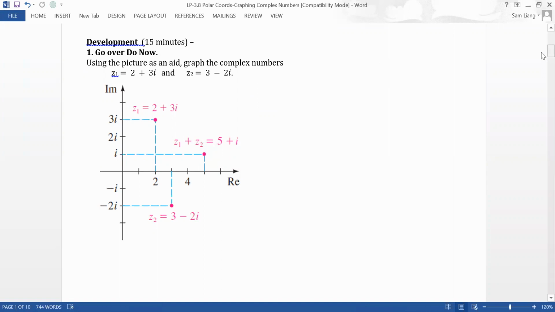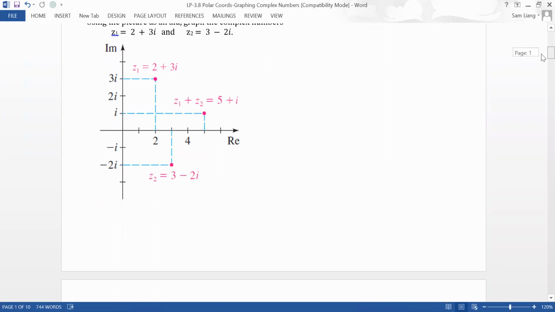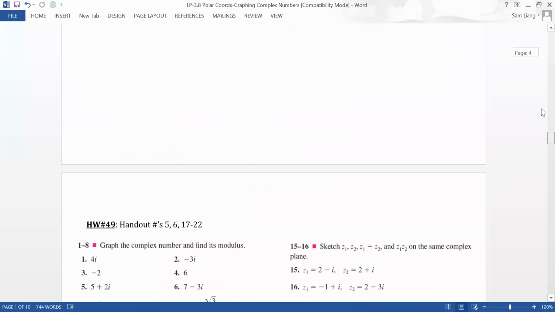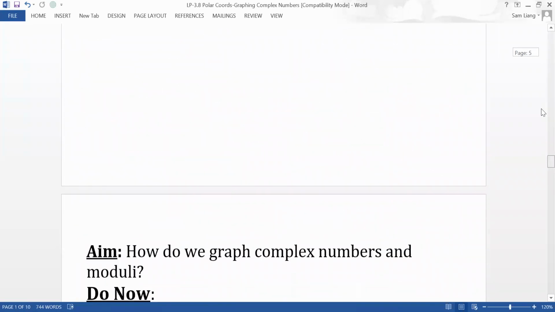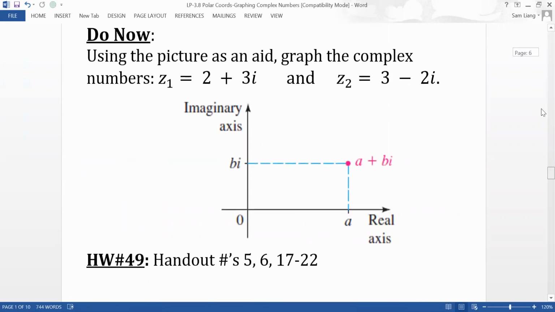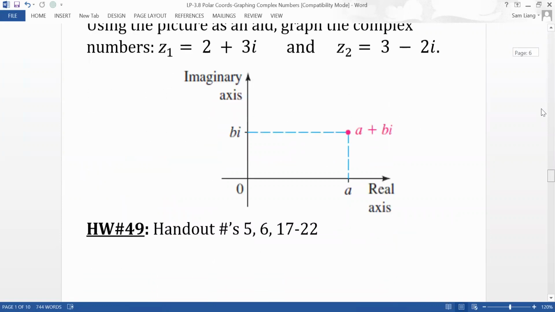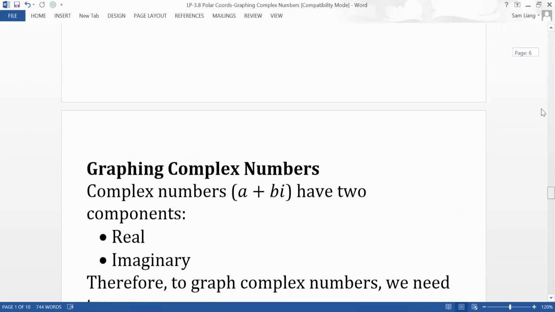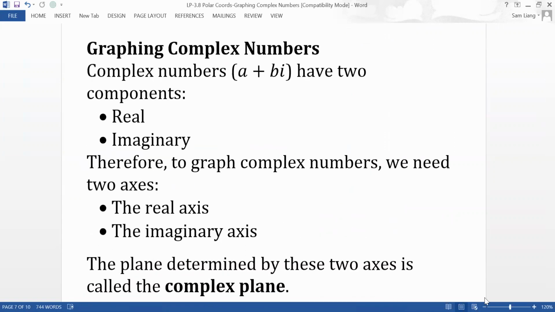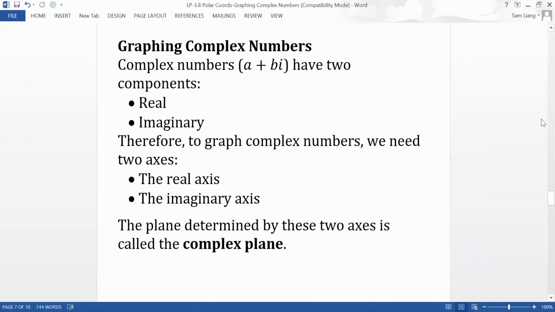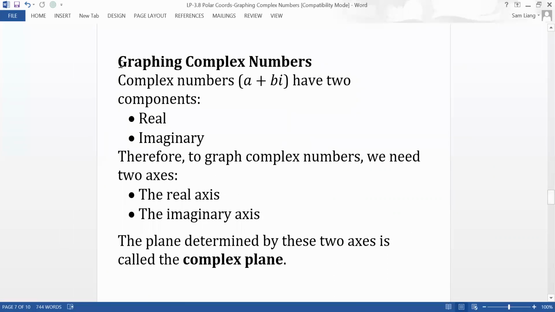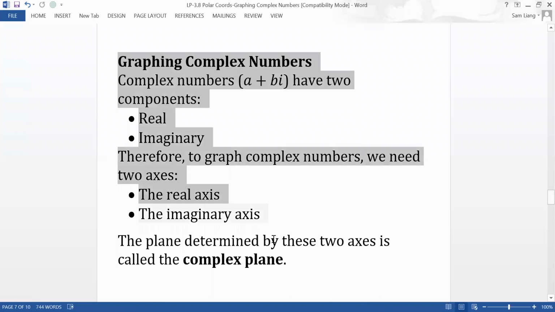Okay, so again, today is going to be a refresher on complex numbers. The reason we're talking about complex numbers in our polar coordinates unit is because tomorrow we're going to see how to write complex numbers in polar form. Okay, so here's just a summary of graphing complex numbers. Can someone read this slide for us, please?